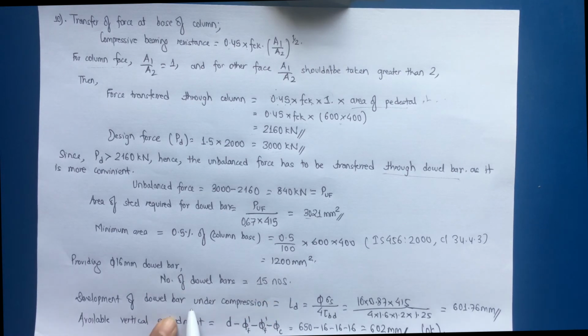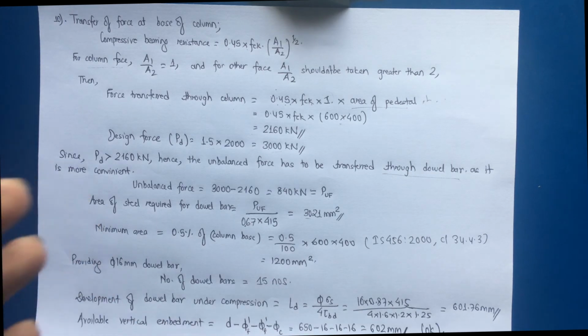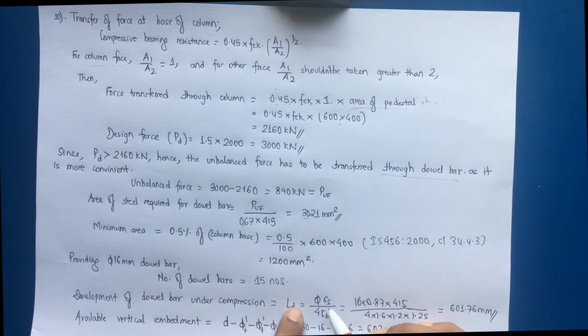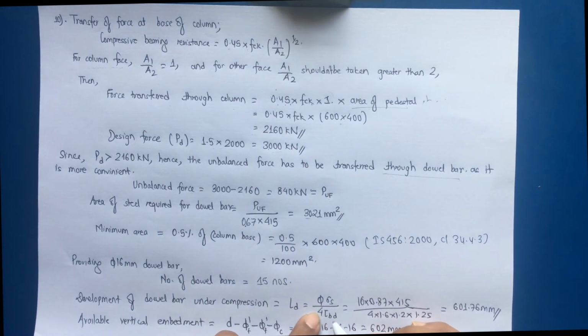Now the development of dowel bar under compression. The dowel bar will go into the footing, so the development length will be required, and for this we have 5 sigma s divided by 4 into tau bd. Everything will remain the same as what we did for the column rebar, but the difference is that, as it is under compression, the design bond strength can be increased by 25%. So let me show you.